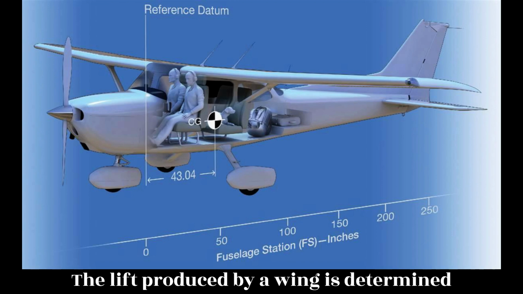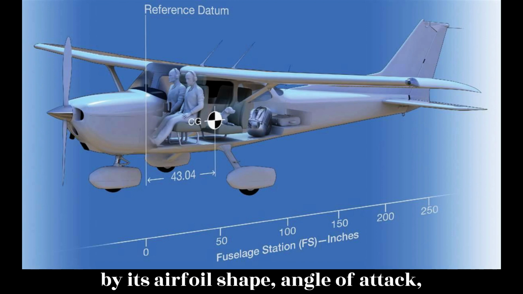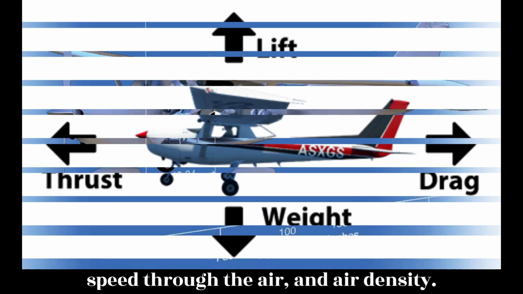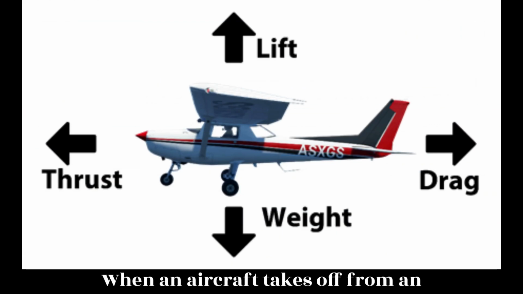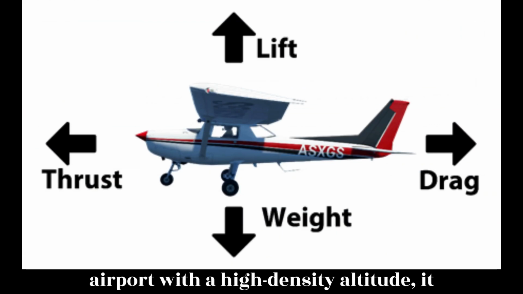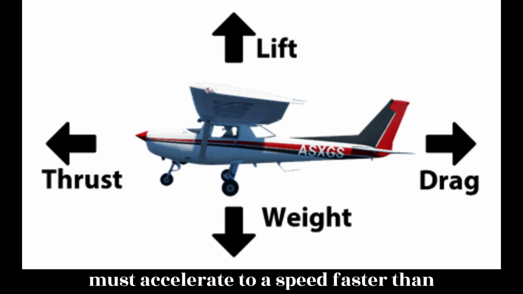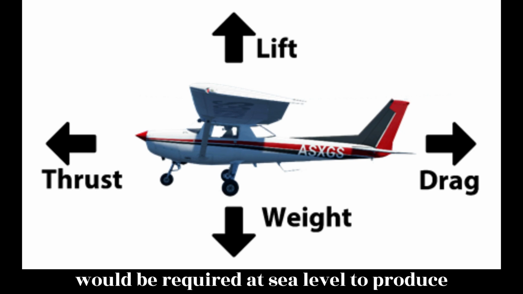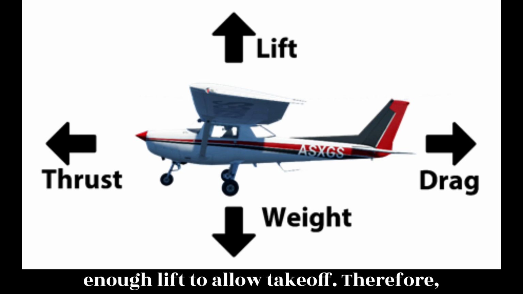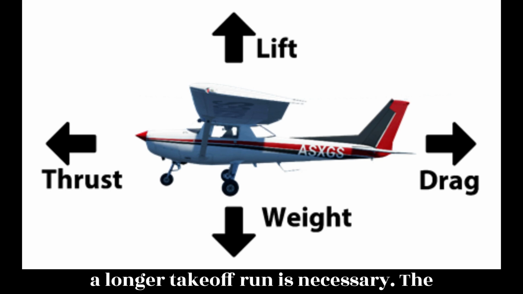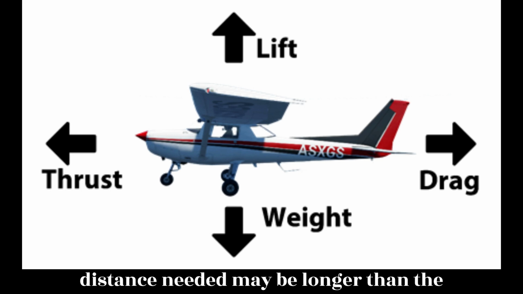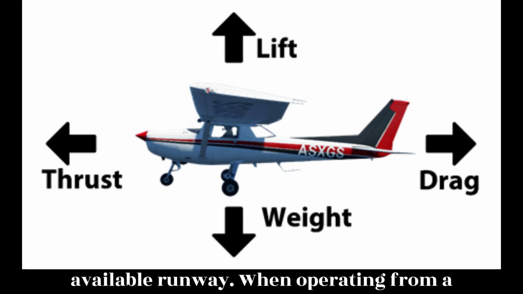The lift produced by a wing is determined by its airfoil shape, angle of attack, speed through the air, and air density. When an aircraft takes off from an airport with a high-density altitude, it must accelerate to a speed faster than would be required at sea level to produce enough lift to allow takeoff. Therefore, a longer takeoff run is necessary. The distance needed may be longer than the available runway.